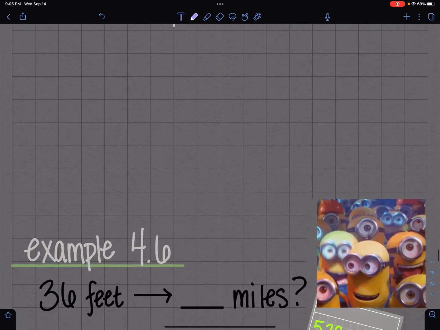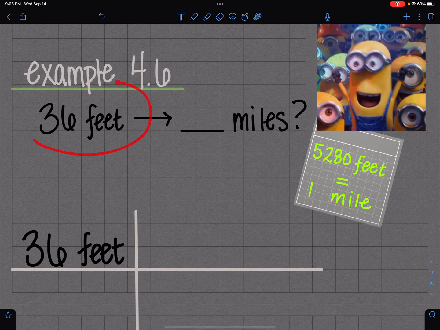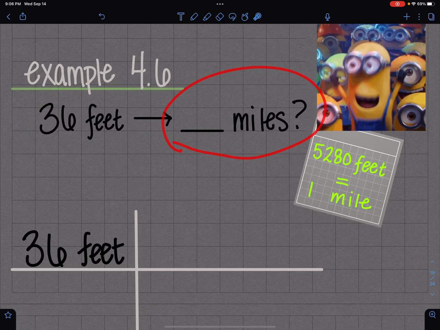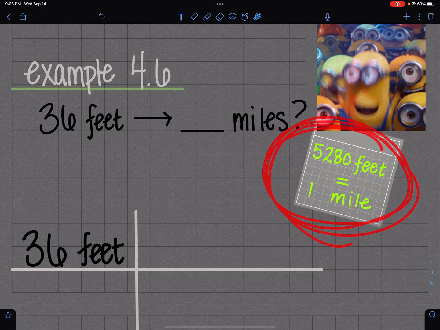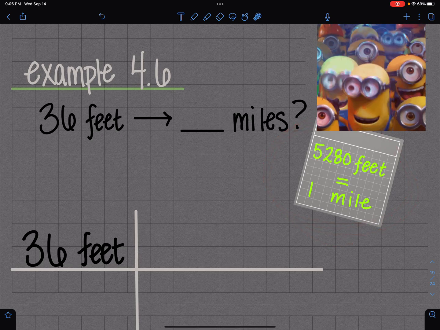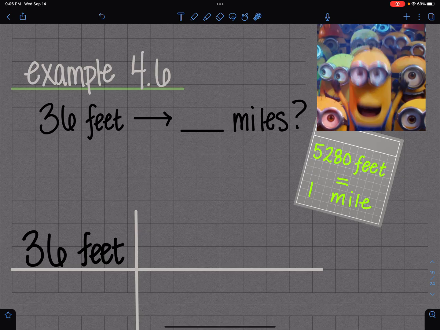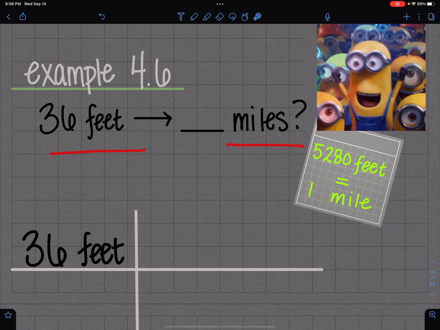All right, let's do another example just to make sure that you've got this. Let's say you're starting out with 36 feet. If you're following along, this is on page 20, and it's example 4.6. And we want to change this into miles. They give us a hint because they tell us this important fact, which is that there's 5,280 feet in 1 mile. That's going to be your 1 over 1 equation, right? Your unit conversion.